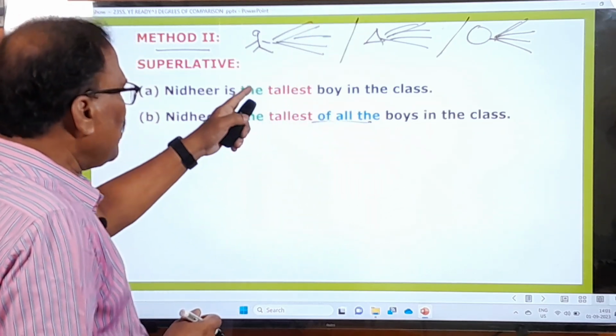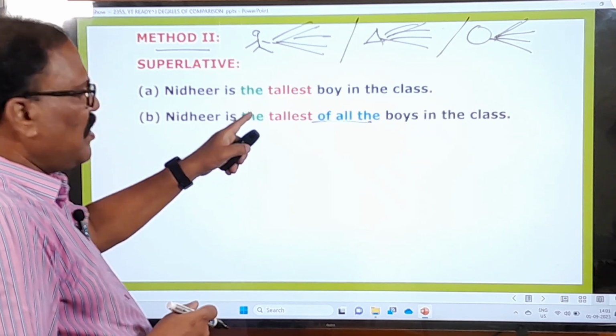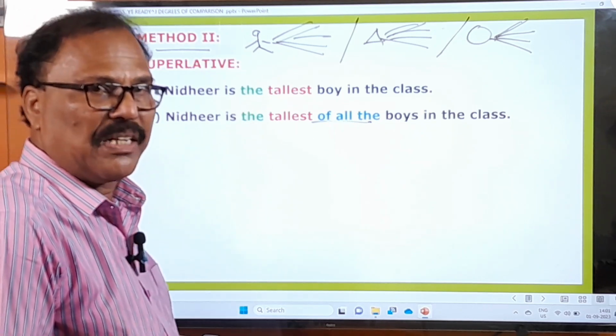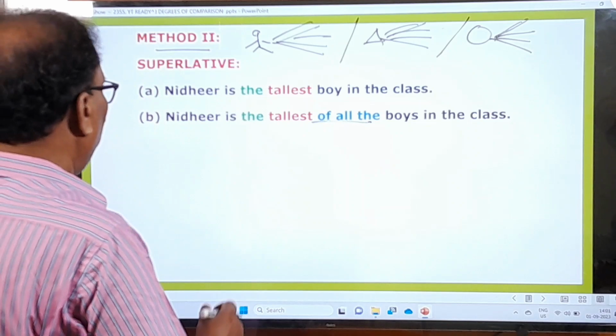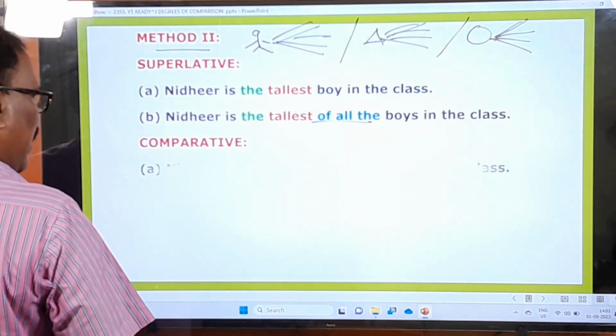So this is one style, this is another style. If given in this style, how do we change to comparative, and in this style, how do we change? Let us see those two things very clearly, please. In this slide only I'm using Telugu for your convenience. Comparative is there, and compare.